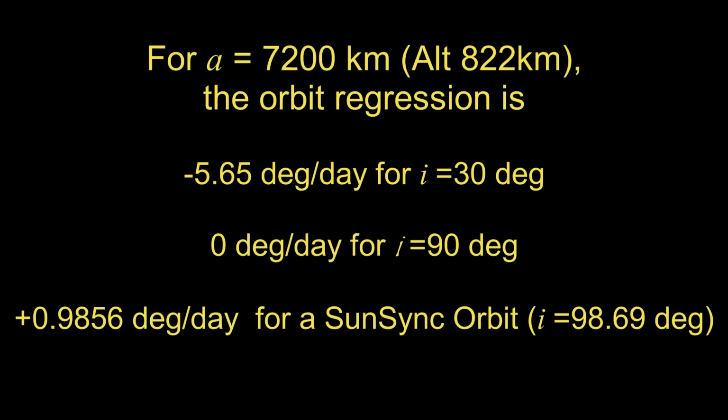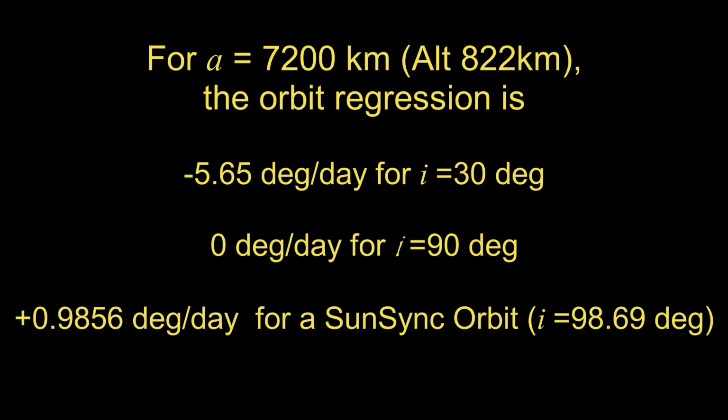Typically, at about 822 kilometers height, if the inclination is 30 degrees, the orbit regression is about minus 5.65 degrees per day. Whereas as the inclination increases and goes to the polar orbit at inclination equal to 90 degrees, the regression is zero. And for a sun-synchronous orbit, which happens at an inclination of 98.69, the orbit regression is 0.9856 degrees per day.